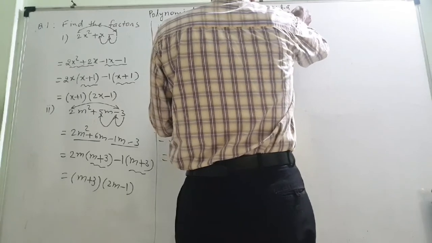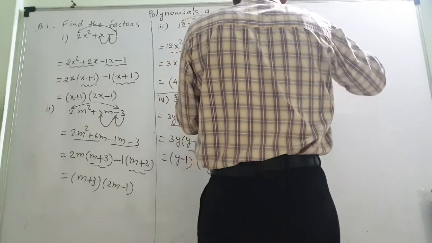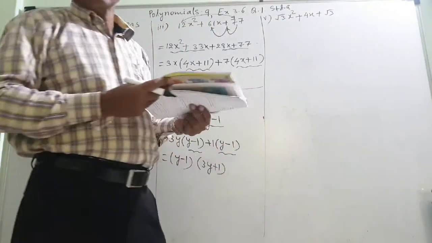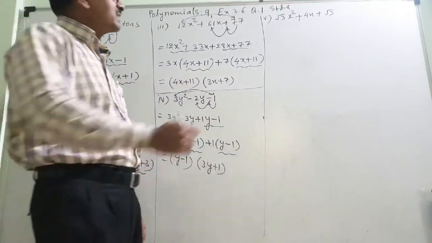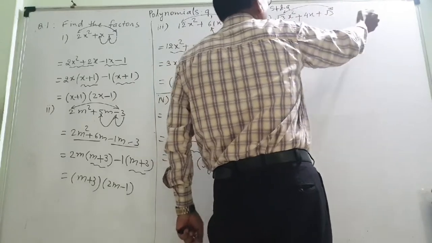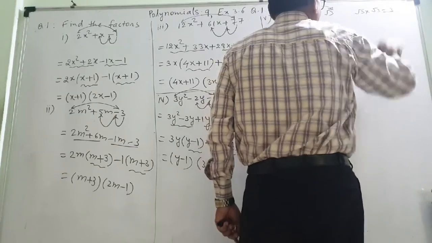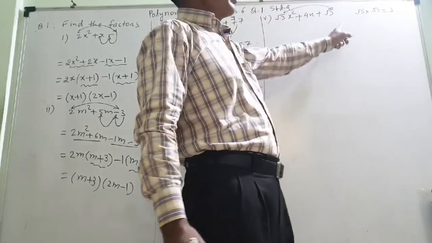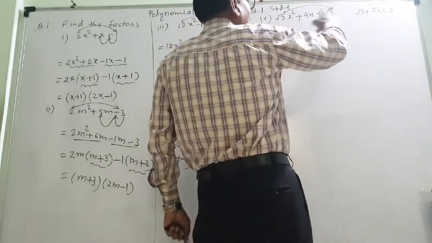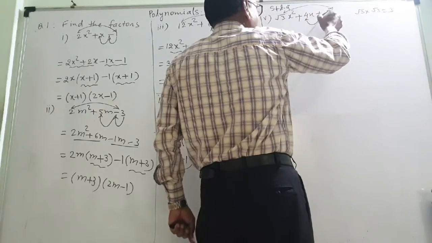root 3 x square plus 4x plus root 3. Once again we have to multiply this and this. So these two I will multiply. So this is root 3 into root 3, and that is equal to 3. Root 3 into root 3 is root 9, and root 9 is 3. Find the factors of 3 such that their addition is 4. This will be a very simple sum.